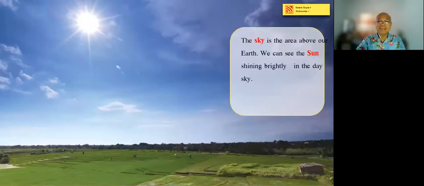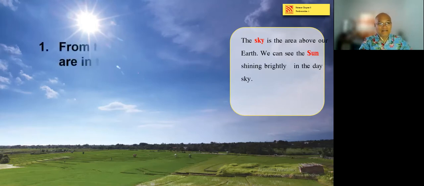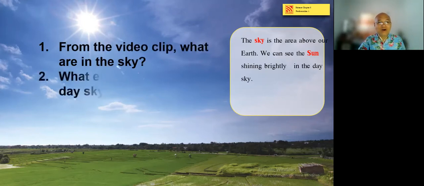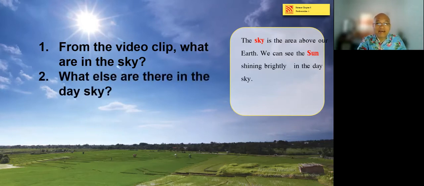Okay, so now let's go back to our lesson. All right, and so we're going to ask ourselves a question. What's in the sky? We see some things in the sky. From the video clip, what is in the sky? You saw the moon, the stars, a lot, the rain even there.